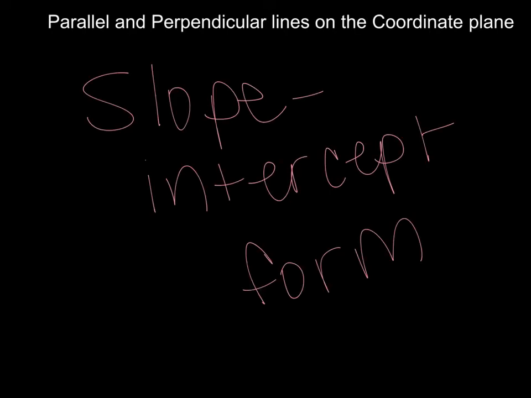Welcome to section 1.5 in your textbooks. Today we're going to be working on something called the slope-intercept form. Slope-intercept form can be written as y equals mx plus b.